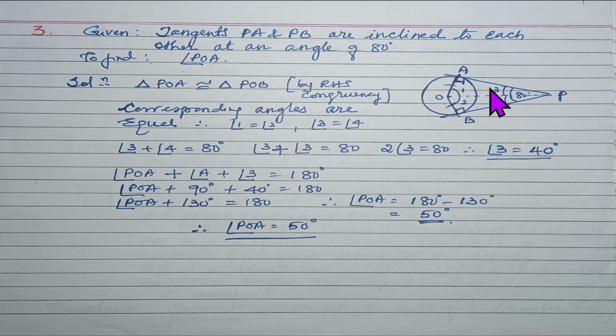So 90 plus 40 will be 130 degrees, and the sum of the three angles of the triangle AOP is 180 degrees. Therefore angle POA will be 180 minus 130, and that is 50 degrees. So that is a very simple example again. Therefore angle POA is 50 degrees.